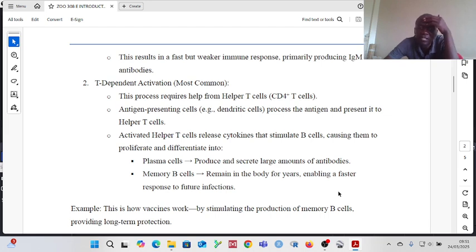Stimulated B cells are the ones that will now change into plasma cells and memory B cells. Plasma cells will lead to the production and secretion of larger amounts of antibodies. The antibodies are now what will go and neutralize the pathogen or the antigen. The memory B cells will be important for immunologic memory. Okay.